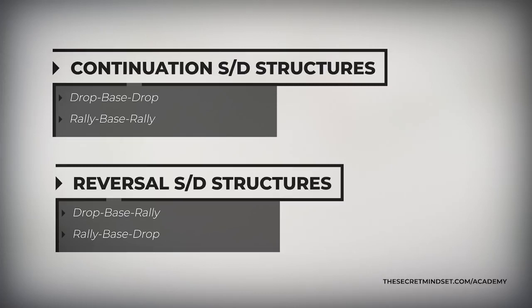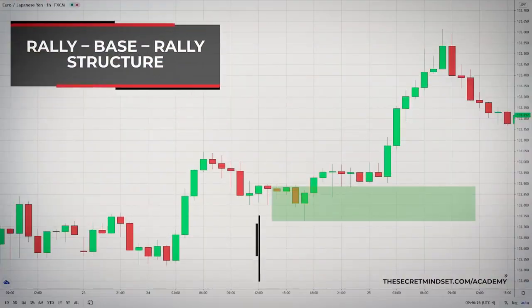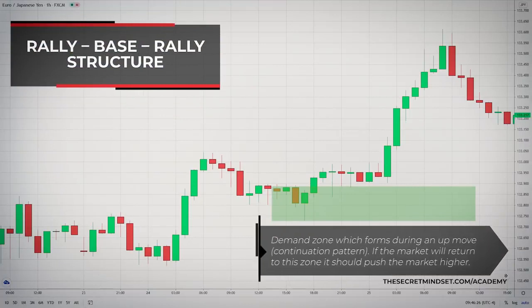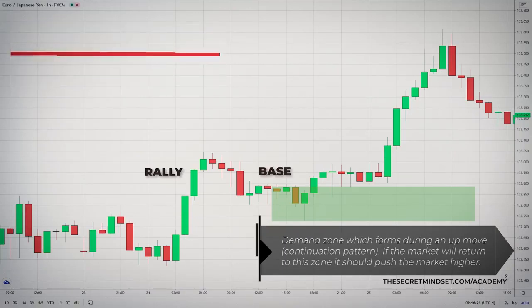So let's analyze each of these structures one by one. The rally base rally is a type of demand zone which forms during an up move, being a continuation pattern. The market structure is very simple. In this example, you can see we first have a rally, then a consolidation, or the base, and finally another rally, which creates the demand zone. A rally base rally will always form a demand zone. It can never create a supply zone.